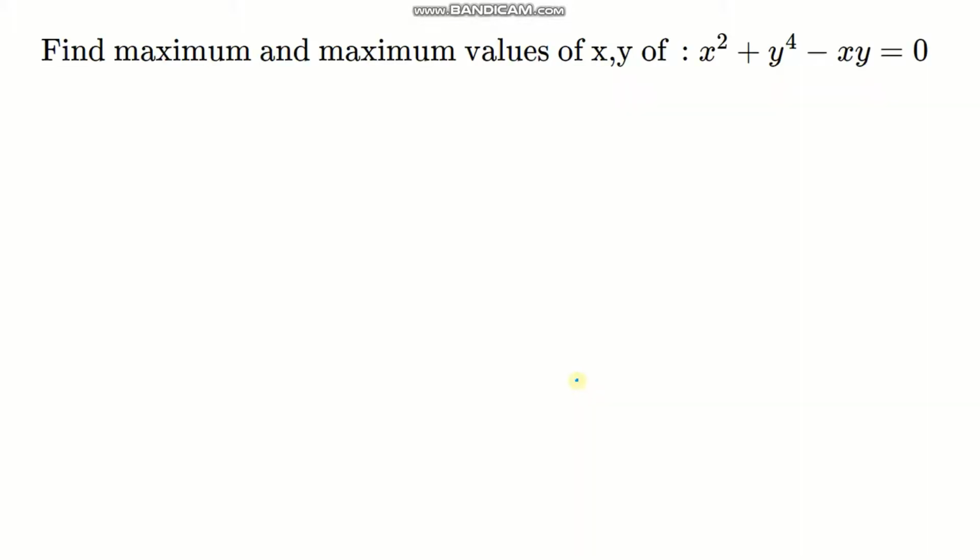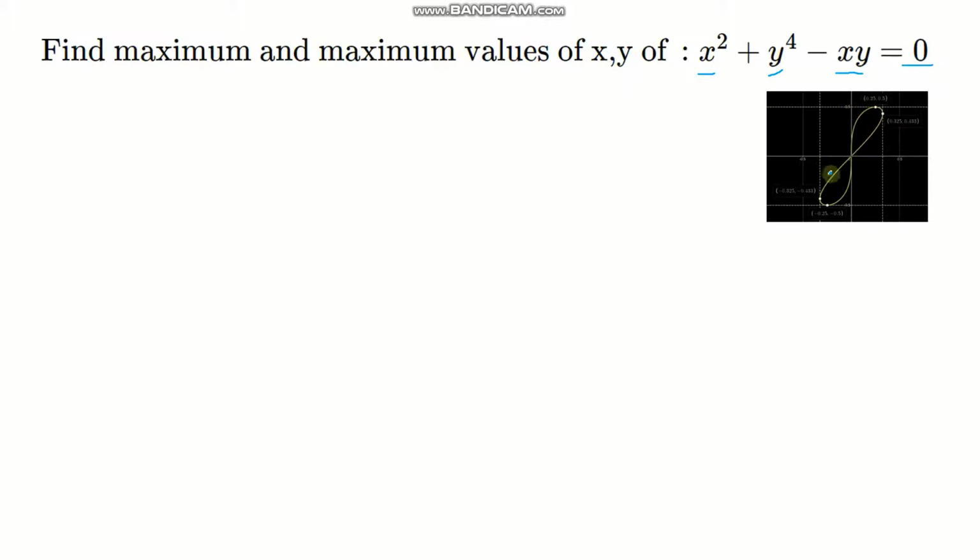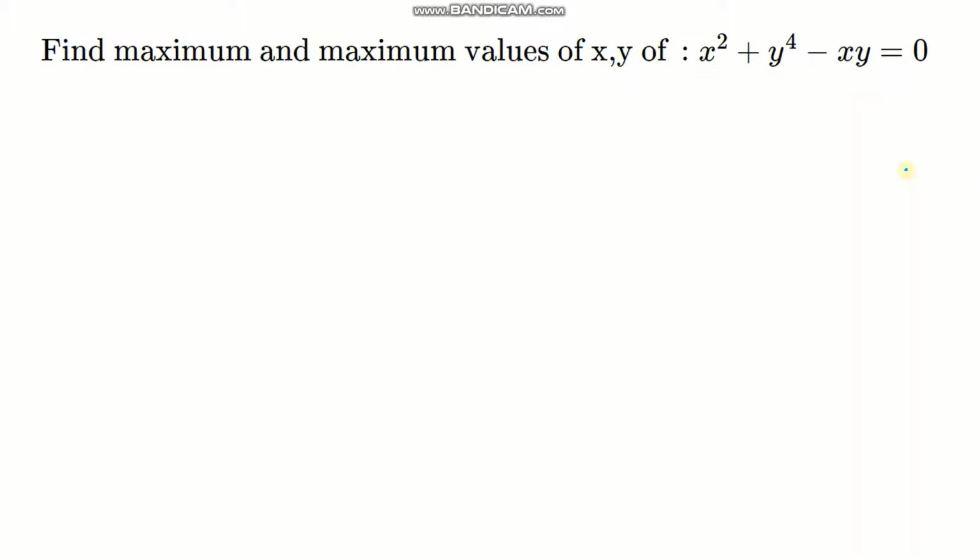Now we need to find the maximum values of x and y of the function x squared plus y to the fourth minus xy equals 0. So here is what the graph of our function looks like. Now we do partial derivatives. Just like we did with our unit circle, in terms of x, we consider y as constant. So the derivative of x squared is 2x. The derivative of y to the 4 is a constant, so the derivative of the constant is 0. Minus the derivative of xy is y.